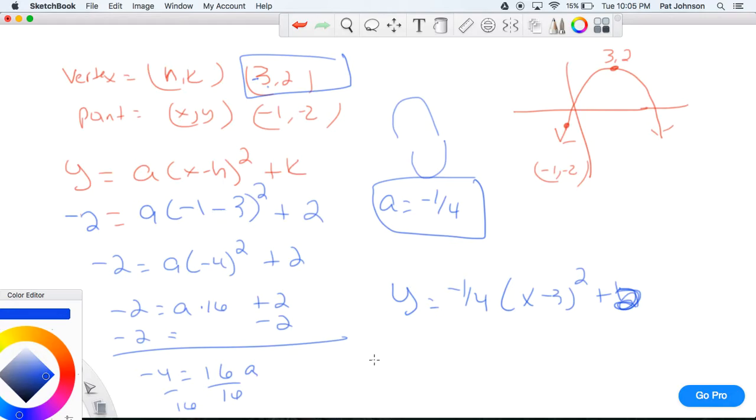If the absolute value of a is greater than 1, it's going to have a stretch. It means it's going to get thinner. If the absolute value of a is less than 1 but greater than 0, we're going to have a compression, and that is actually going to get fatter than the original parent function. All right? So I need you to do problem number 2 on page 278 and take good notes.